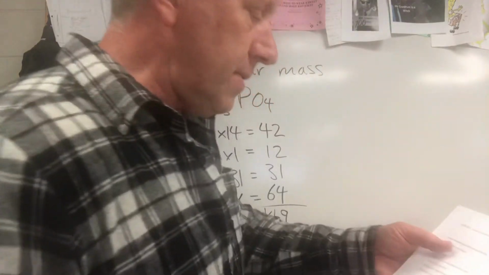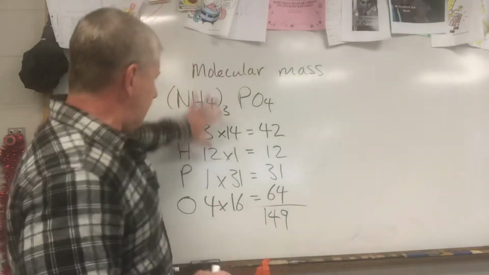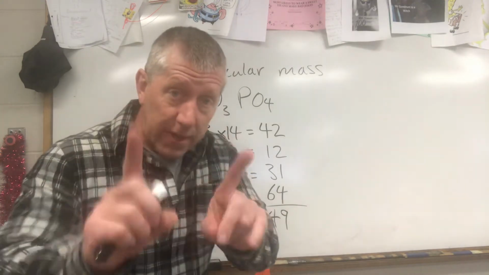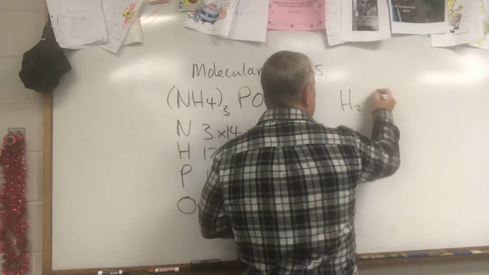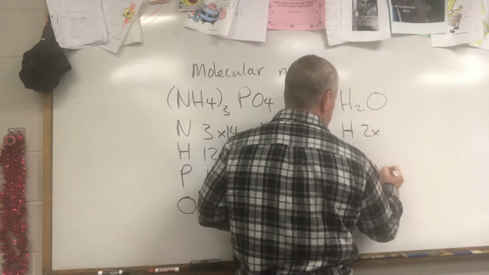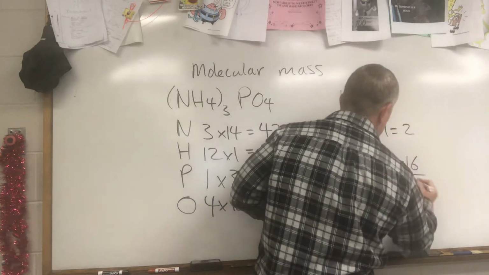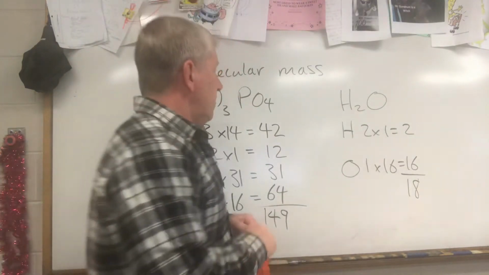All right, now if you look on here, the next thing it says is percent composition. I'm going to leave this up here because I'm going to use it for my percent composition example, but I'm going to do an easy one first. Go back to water, H2O. We had hydrogen, oxygen, 2 of those, 1 of those, 16, 1, 2, 16, total of 18. That was our first mass that we calculated for the water.